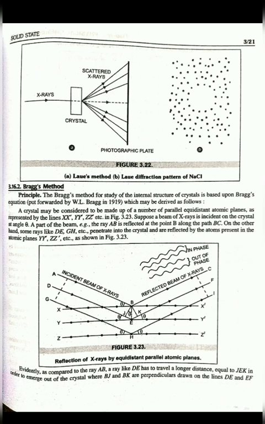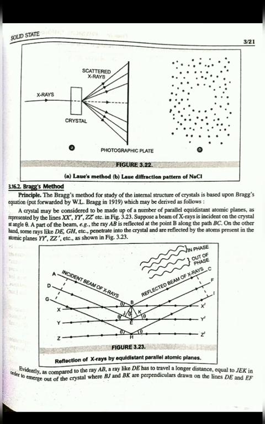Next heading 3.16.2. Bragg's method. Principle. Bragg's method for the study of the internal structure of crystals is based upon Bragg's equation put forward by W. L. Bragg in 1919, which may be derived as follows. A crystal may be considered to be made up of a number of parallel equidistant atomic planes, as represented by the lines XX', YY', ZZ', etc. in the figure. Suppose a beam of X-rays is incident on the crystal at angle theta.